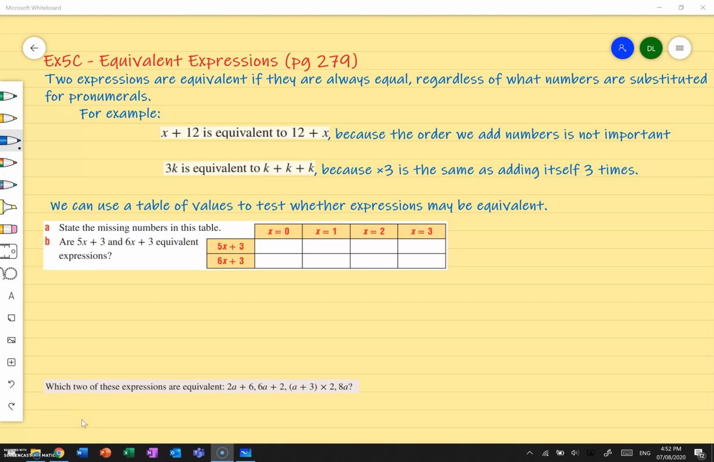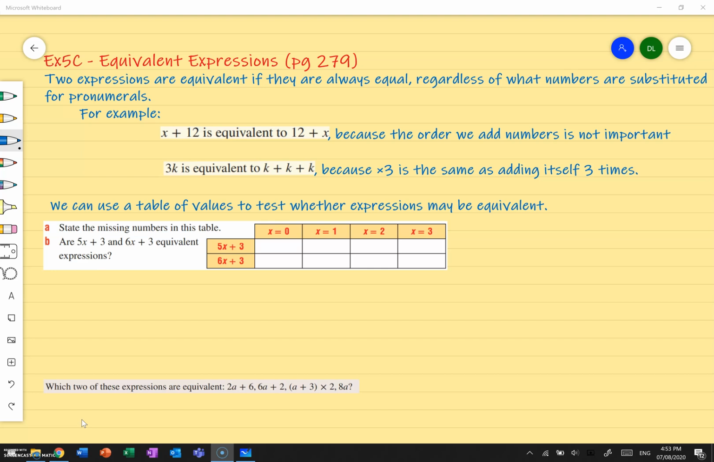Hey Year 7s, we're going to go through exercise 5C, which is on equivalent expressions on page 279 of your textbook. So, two expressions are equivalent if they are always equal regardless of what numbers are substituted for the numerals.